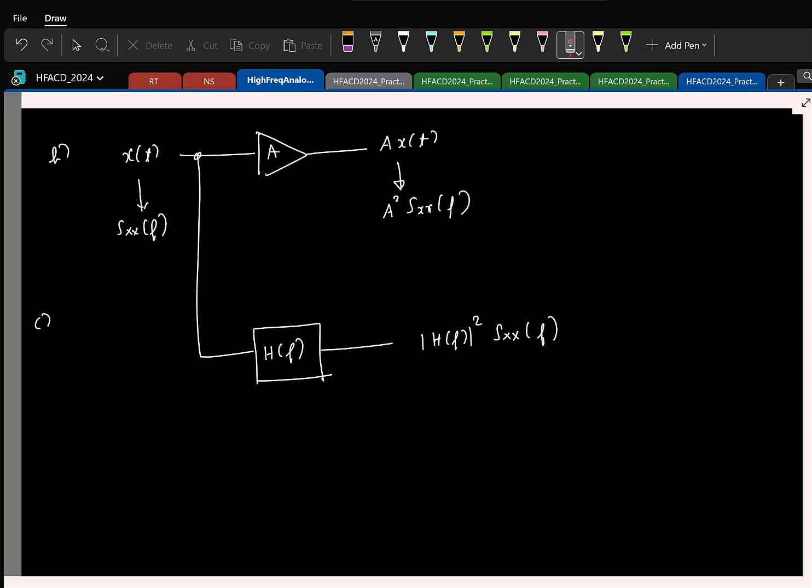And if I were to find the total power in the signal, what do I do? I'll just have to integrate this from 0 to infinity. Again, this is all assuming it's one-sided PSD. Cool. So if this is clear, let's move on to our resistor case.